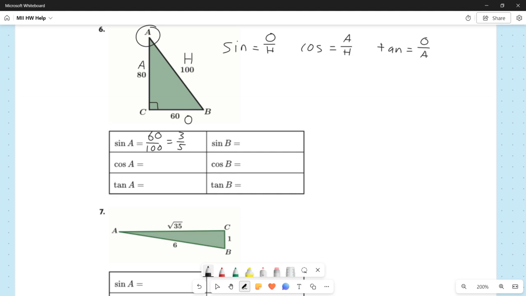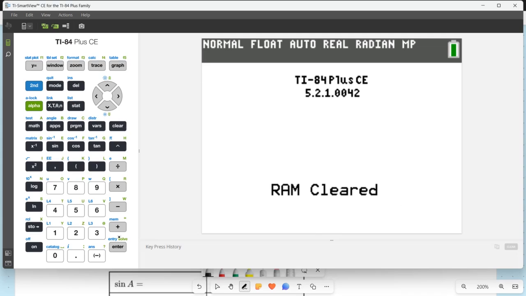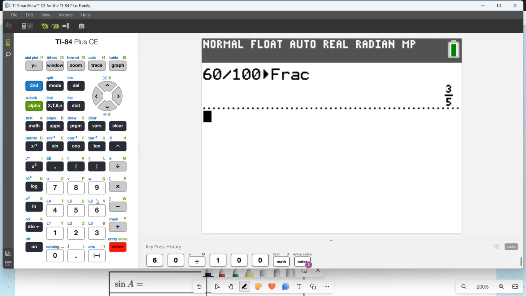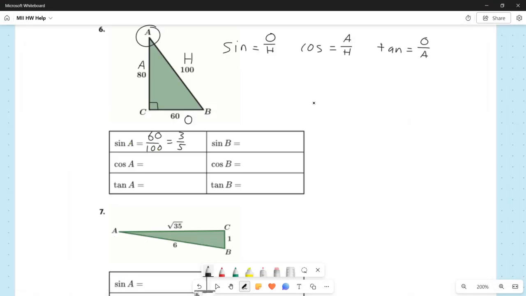Now, if you do have access to a graphing calculator, if you type in 60 divided by 100, and then press math, enter, enter, you'll get your 3/5. So if you have access to a graphing calculator, it can reduce the fractions for you. If you don't have access to a calculator, you need to again find the GCF of your numerator and denominator, and then divide that out. In both cases, you get a final answer of 3/5.